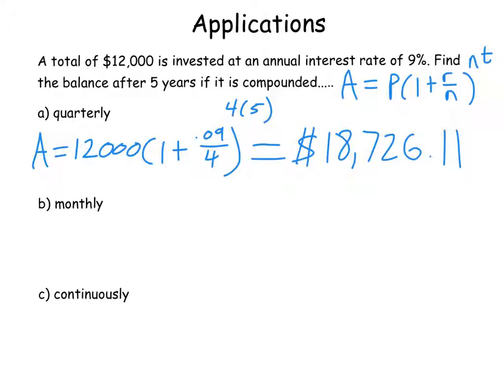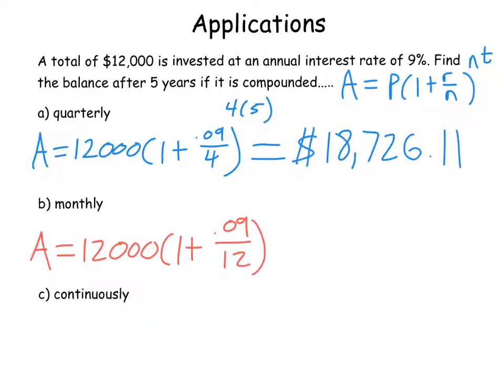Part B is going to take the exact same approach, but now the interest is going to be compounded monthly. So there's not going to be a whole heck of a lot that's different here. It's really the same formula, except now, instead of n being 4, n's going to be 12. And the investment is still for 5 years. Okay?